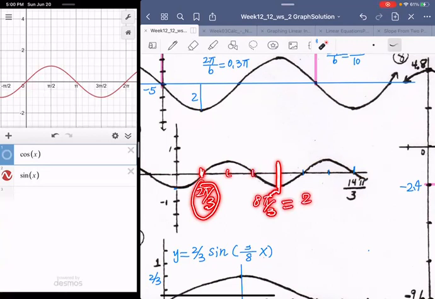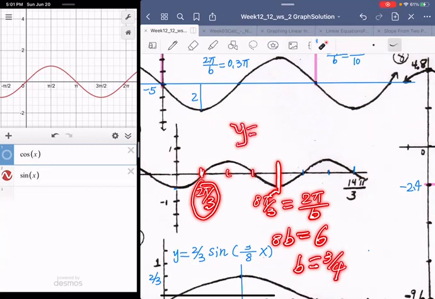8 pi over 3 equals 2 pi over b. So 8 times b equals 6. b equals 3 over 4. So your final answer is y equals -1/2 cosine, parentheses 3 over 4 x. Okay, that's it.